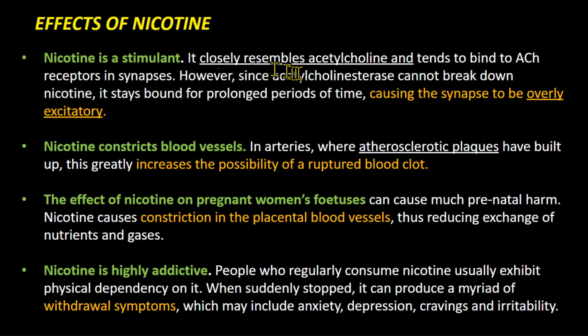It closely resembles acetylcholine and tends to bind to acetylcholine receptors in synapses, the postsynaptic membranes. However, since acetylcholinesterase cannot break down nicotine, it stays bound for prolonged periods of time. This will cause the synapse to be overly excitatory. So you could think of it as kind of like a competitive inhibitor for an enzyme. Nicotine constricts blood vessels. In arteries where atherosclerotic plaques have built up, this greatly increases the possibility of a ruptured blood clot.